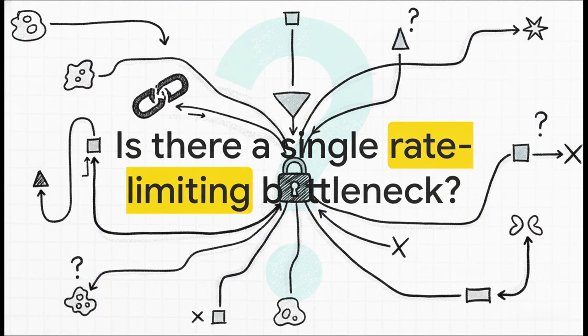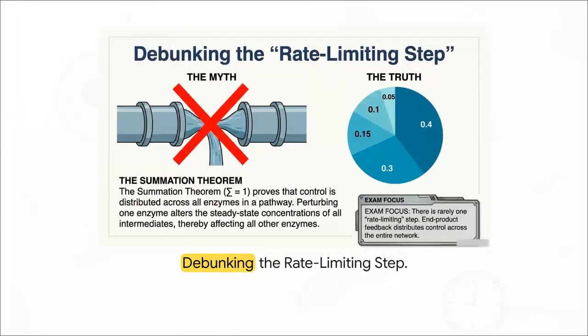So, before we look at our next slide, I have to ask a question to bust a myth that's been drilled into us since high school biology. Is there actually a single, narrow, rate-limiting bottleneck that controls these whole pathways? Actually, no. The rate-limiting step is basically a myth. The summation theorem mathematically proves that control isn't held by one dictator enzyme. It is distributed across all enzymes in a network, adding up exactly to 1.